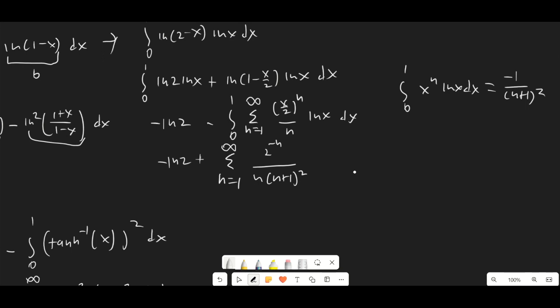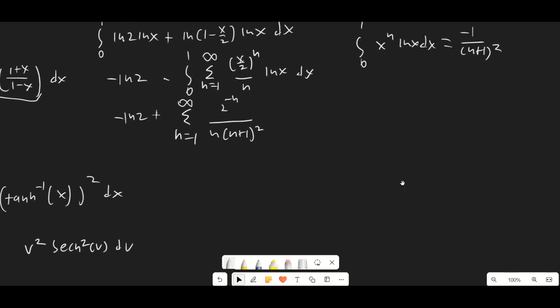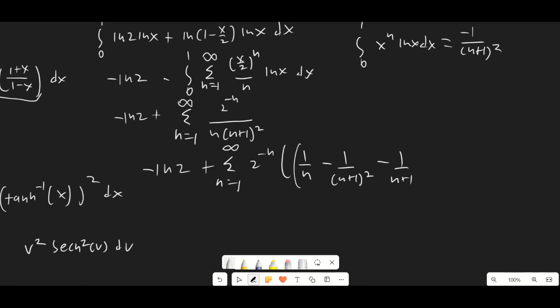Let's take a look. So let's do partial fractions on this first of all. So we're going to have negative ln 2 plus the sum from n equals 1 to infinity. And then we're going to get 2^(-n) times 1 over n minus 1 over (n+1)². And then let's figure out what the other term is going to be. I'm just going to do this in my head super quick. I'm guessing we're going to have minus 1 over n+1. And let's just go ahead and check to make sure that works. All right, I'm pretty sure that works. I'm not entirely certain.